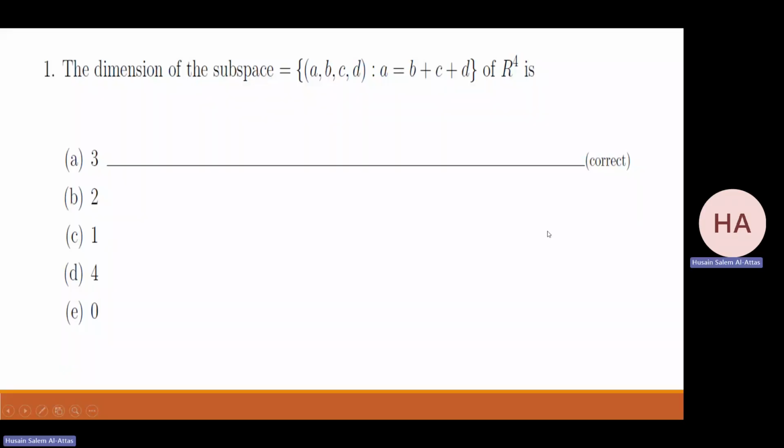Okay. Bismillahirrahmanirrahim. We'll continue doing section 4.4, which is about what? Bases and the dimension.